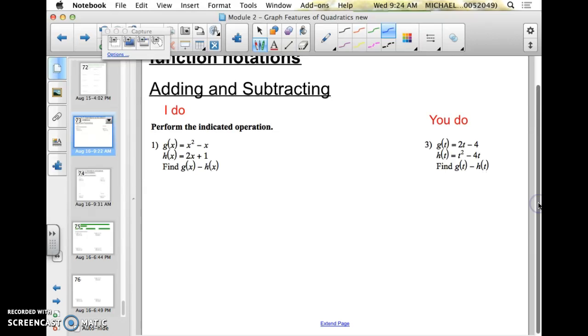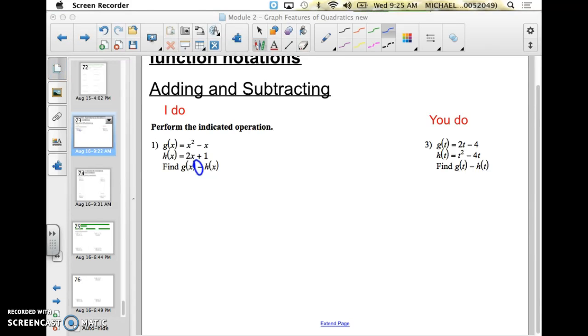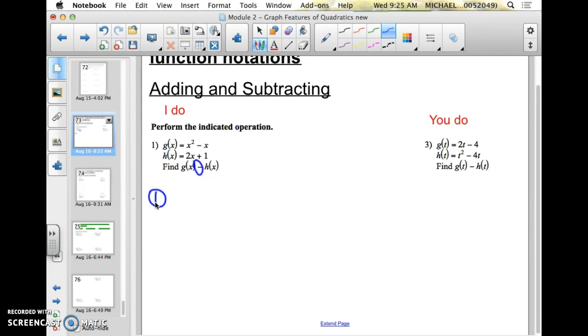First one is subtraction. I'm given 2 functions, g of x and h of x, and I know that it's subtraction because of the sign. It says find g of x minus h of x. The first step I'm going to do, and I would like you to do this exactly like I'm doing it, is write out g of x, because it says find g of x, and that's what I see first. G of x is x squared, I'm going to put it in parentheses, minus x.